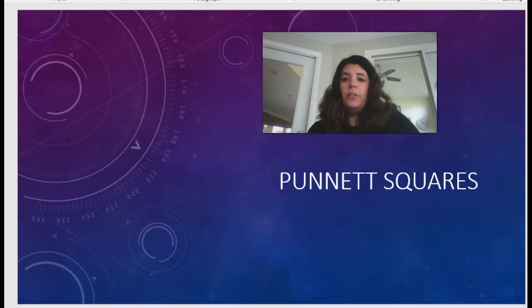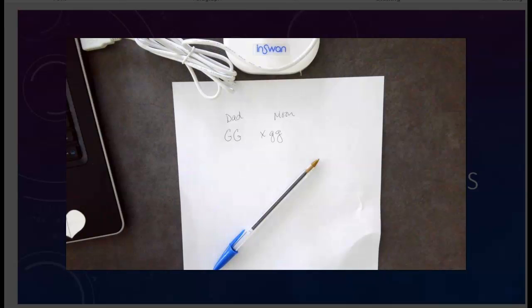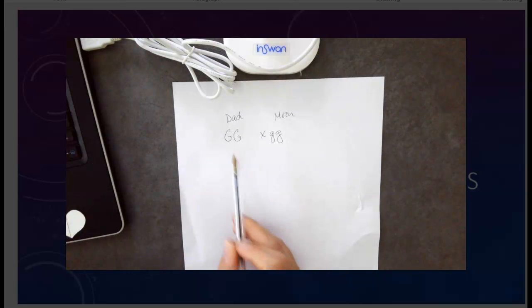Good morning. I want to do just a real quick video to go over how to do Punnett squares, just in case any of you are struggling with how to arrange them and fill them in and analyze them. Let's start with a scenario where we're given two genes.